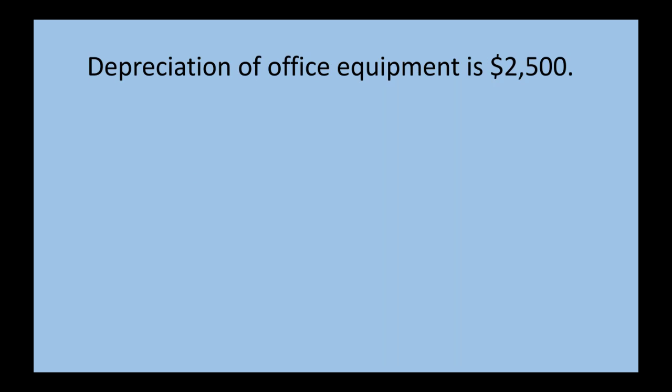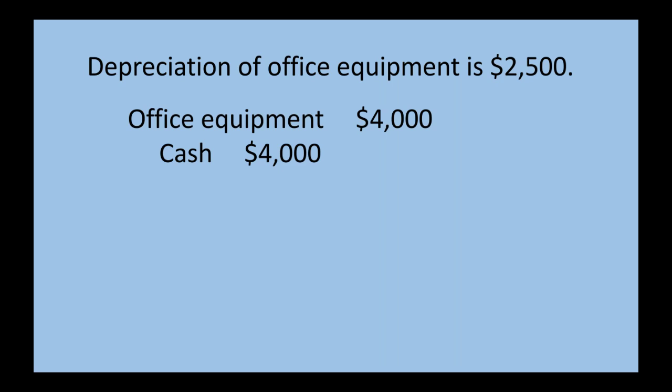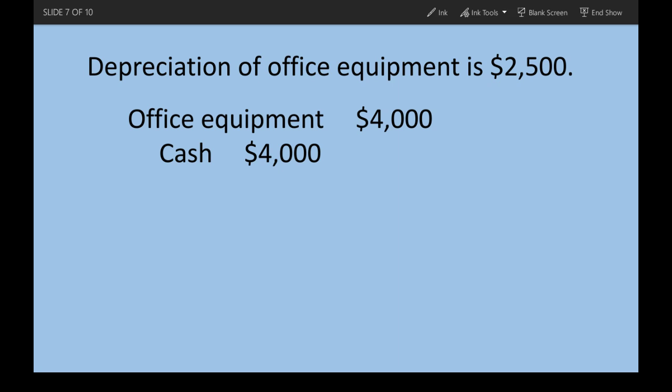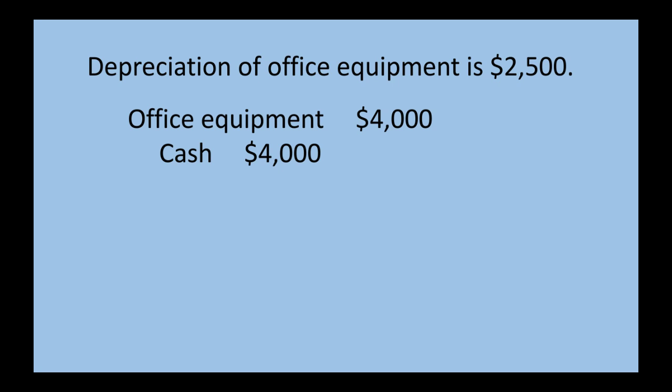The last type of adjustment entry is for depreciation. And your initial entry is essentially when you bought the office equipment or your asset. So here the initial entry would be a debit to office equipment, and we're saying that we bought that office equipment for $4,000. And then we paid for that office equipment in cash, so you credit cash for $4,000.